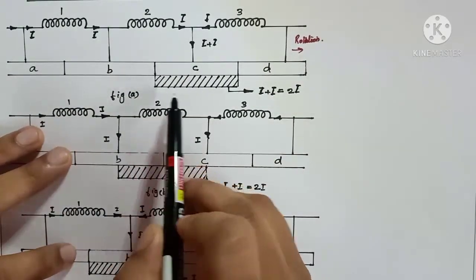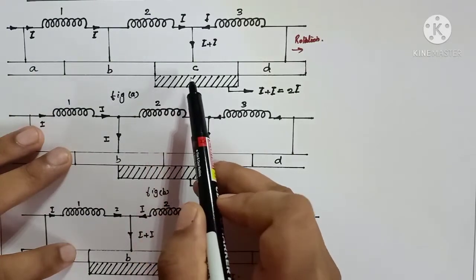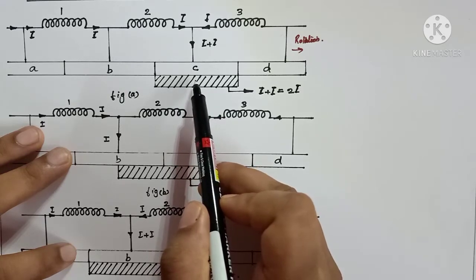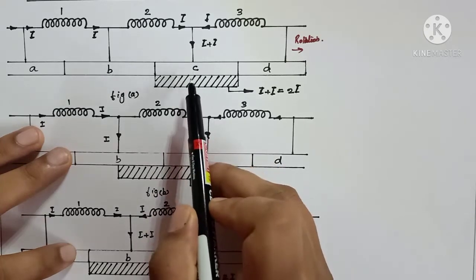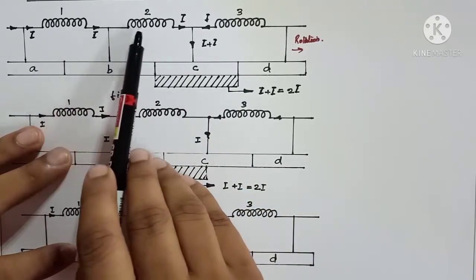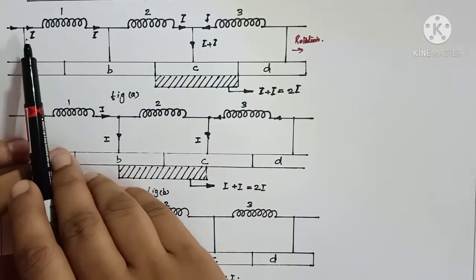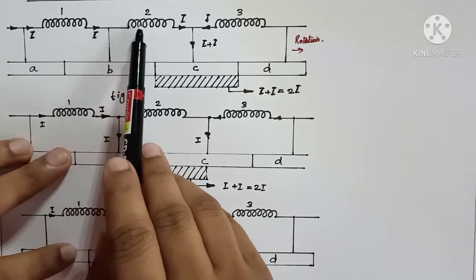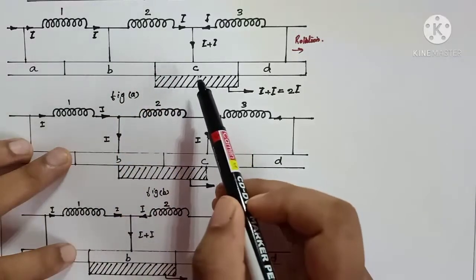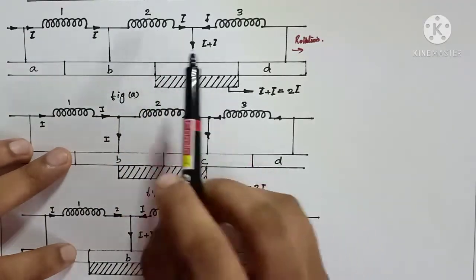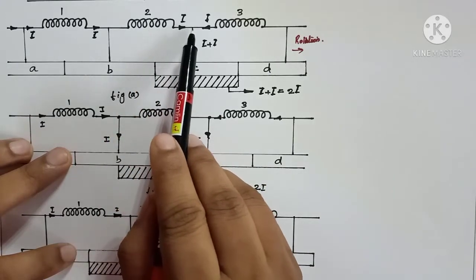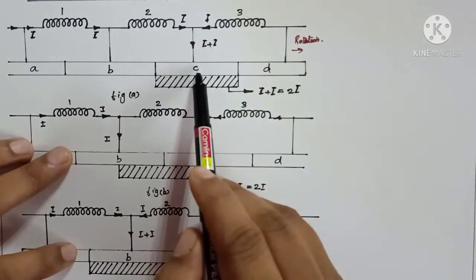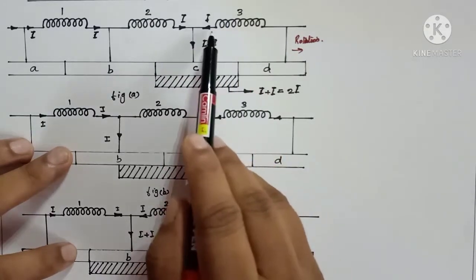Here, in the first figure, the brush is under the segment C, and at that time, through this commutator segment C, the brush will collect the current. We can see that the current through the coil is I, and that will flow through the second coil also, and the brush will collect the current I from the second coil through this region, and also from the third coil, that is also I.